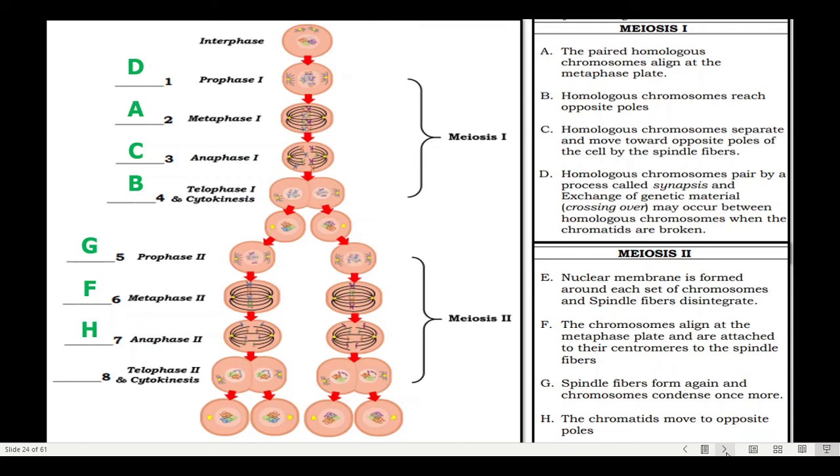So, next, telophase 2 and cytokinesis. Nuclear membrane is formed. So, bumabalik na, no? Kasi nagka-karyokinesis na siya. And then, the nuclear membrane is formed around each set of chromosomes and spindle fibers disintegrate. Nawawala na si spindle fiber. Nagre-reappear na yung nucleus and the nuclear envelope. And then, after nun, cytokinesis na.